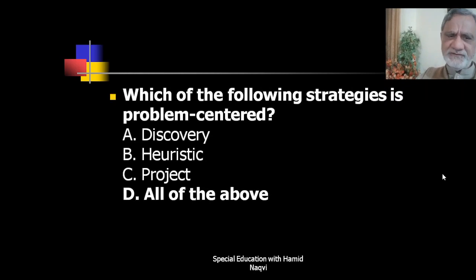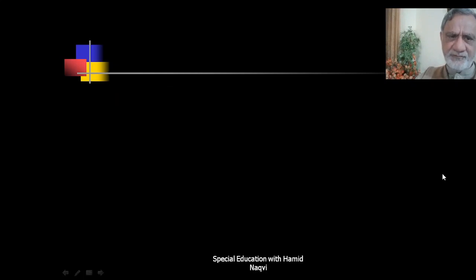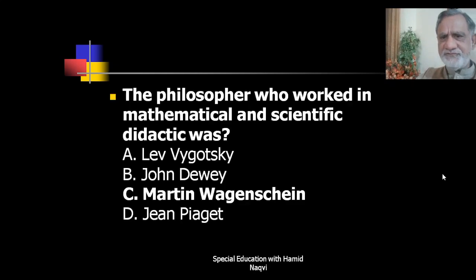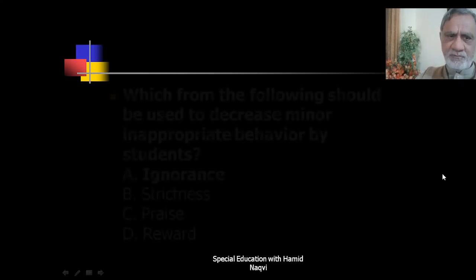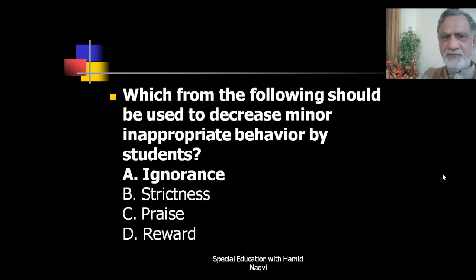Which of the following strategies is problem centered? Discovery, heuristic, project, all of the above. The answer is all of the above. The philosopher who worked in mathematical and scientific didactic was Martin Wittgenstein. Which from the following should be used to decrease minor inappropriate behavior by students? Ignorance, strictness, praise, or reward? It should be ignorance.